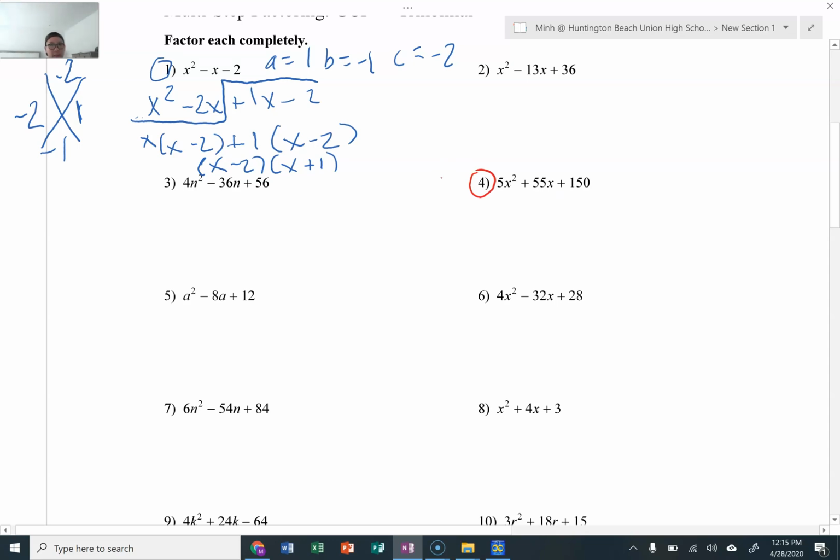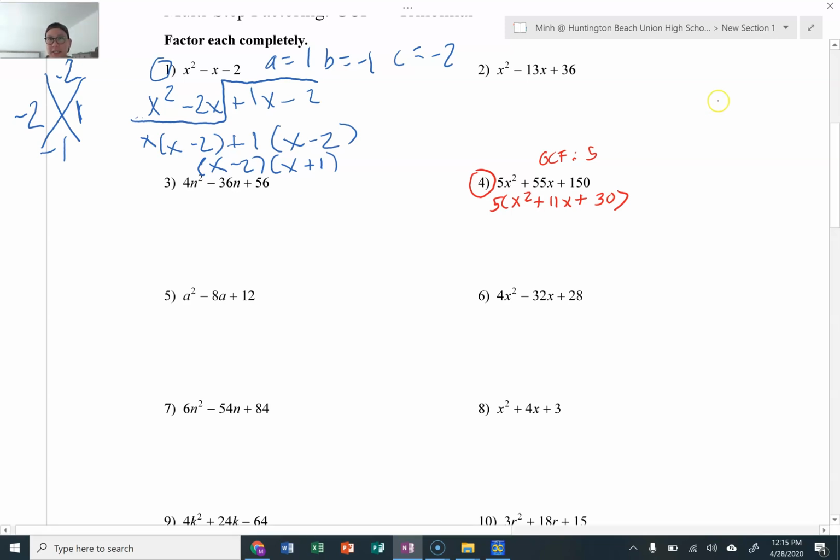First thing we have to do is see if there's a GCF. Between 5, 55, and 150, they're all divisible by 5, and that's it. You can't pull out an x because that third term doesn't have an x. So when I pull out a 5, that's going to net me x squared plus 11x plus 30. Now, this is the part where people stop. But remember, multiple steps: GCF, and then you have to see if you can factor using the x puzzle.